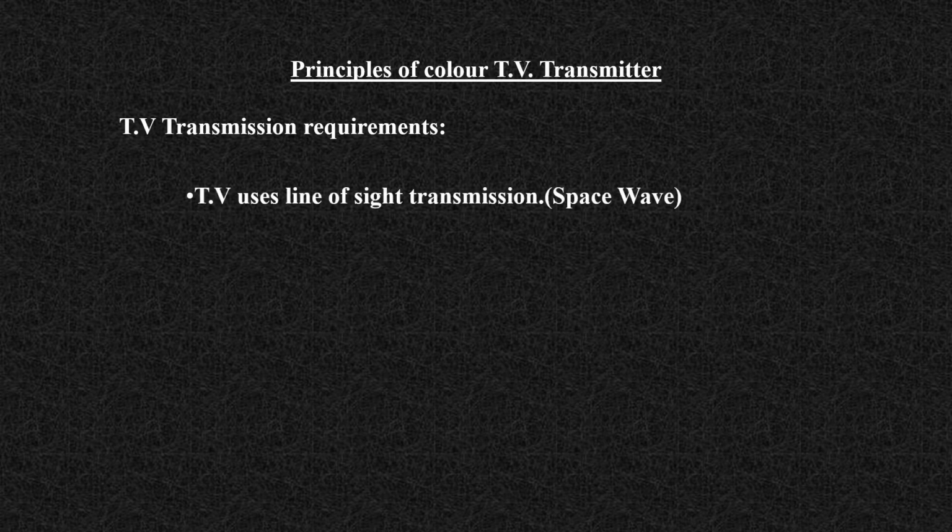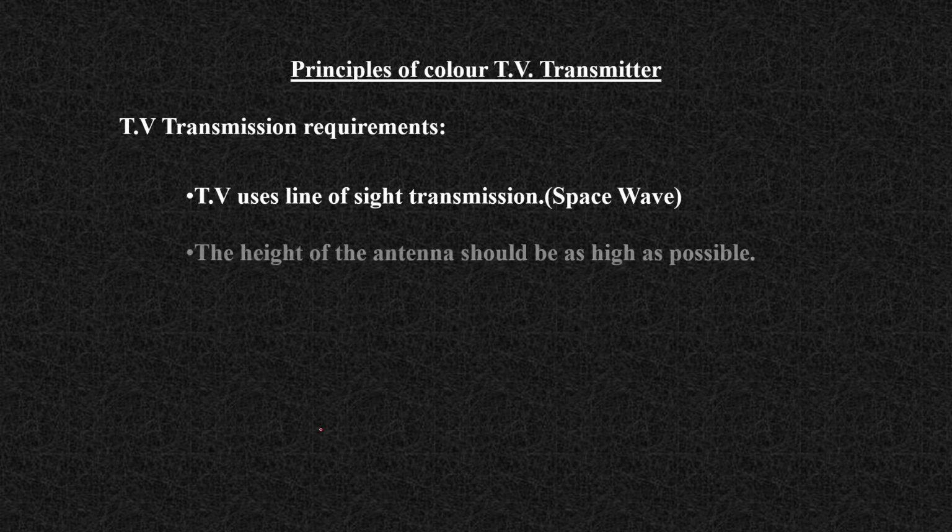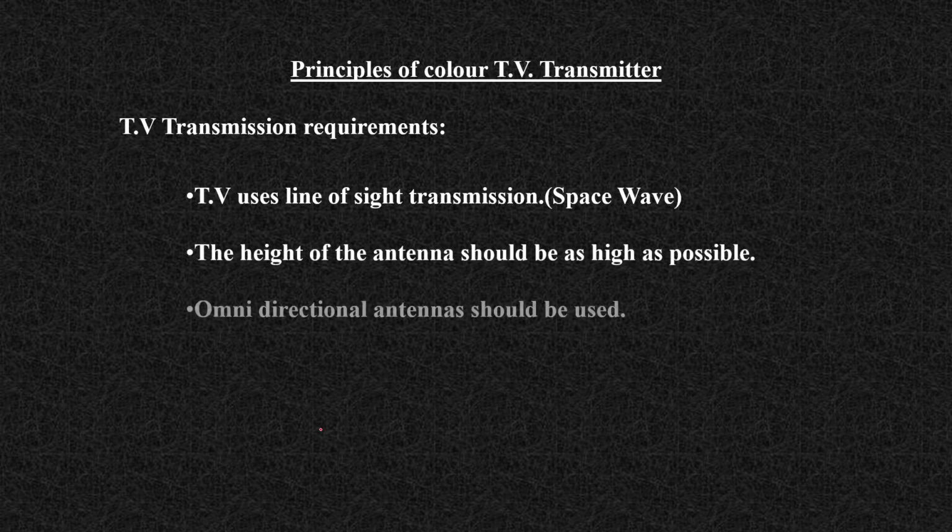So, what are the principles of color television transmitter? Television transmission requirements of this particular, I can say, analog television. Your television uses a line of sight transmission, that is space wave propagation. The height of the antenna should be as high as possible.